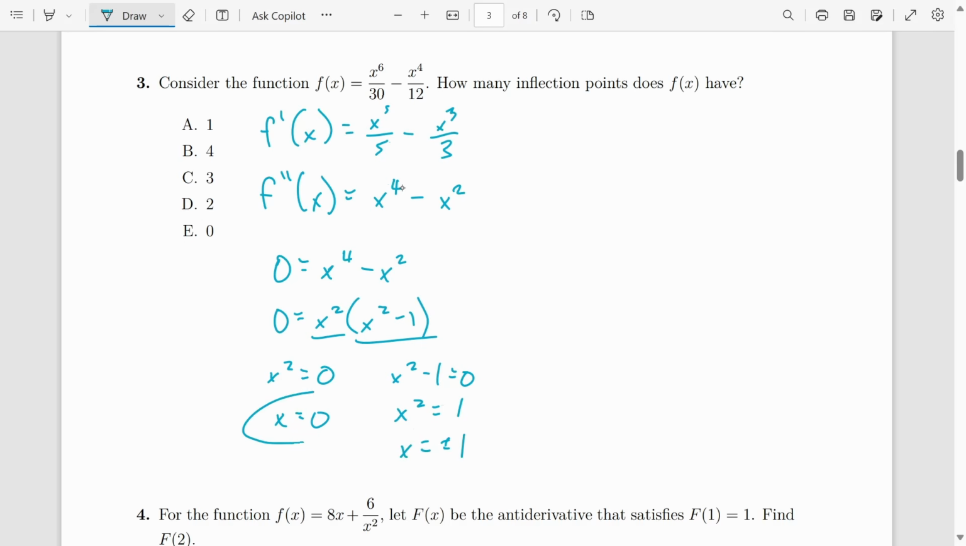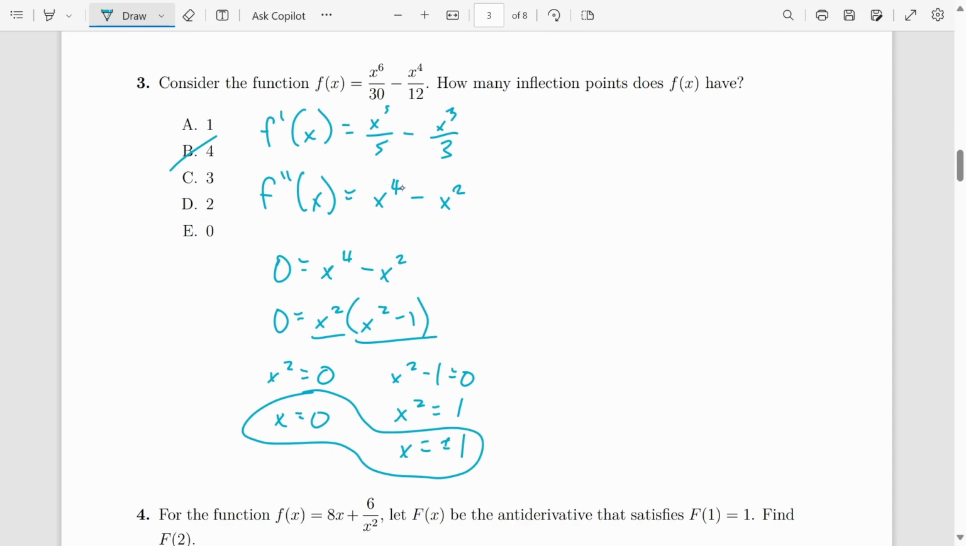So those are our three potential inflection points. Sometimes you can have less than that because some of these inflection points aren't actually inflection points. But what we do know is that there won't be more than 3 inflection points. This is the maximum number of inflection points that we'll have here. So we can rule out answer choice B already.